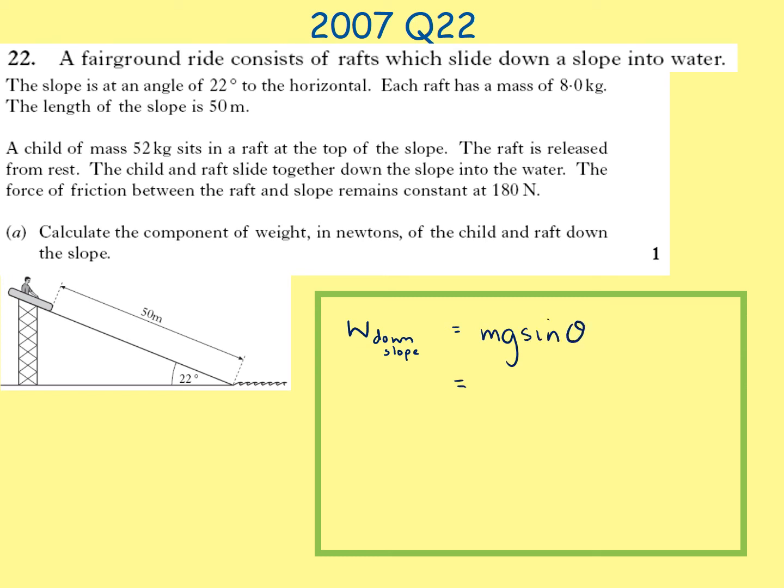Looking for our numbers, we have our mass. We've got a child of mass 52 kilograms, and we have a raft of mass 8 kilograms, so we're going to have to add those together. That's the combined weight. We have g, we know that's 9.8, and our theta is 22 degrees to the horizontal. So 52 plus 8, multiplied by 9.8, multiplied by sine of 22. Popping this all into a calculator is going to give us 220 newtons.